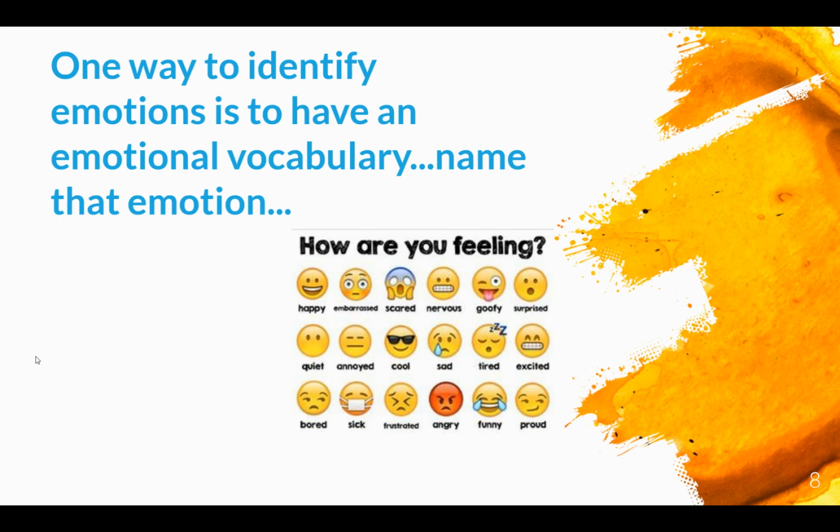Another way to identify emotions is to have an emotional vocabulary. And really, that just means that we're naming an emotion. So, remember when we talked about how you are feeling, and I went through all these different emotions? Sometimes a feelings chart helps us identify how we're feeling.